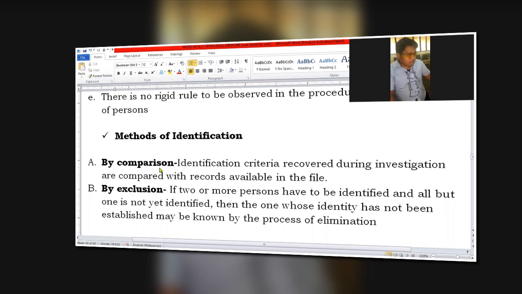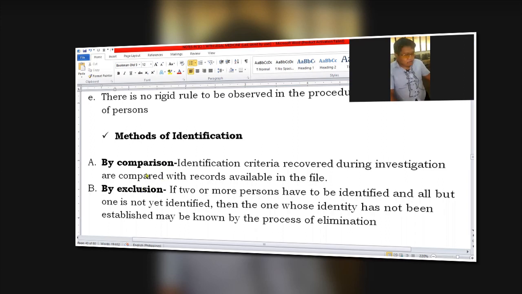So, if you want to identify something, you can compare, for example, fingerprints. There is a fingerprint recovered at the crime scene and a file fingerprint, or a fingerprint recorded from the suspect. Then you compare it, you match it. If they have the same characteristics, then we can say that the suspect, or the person of interest, has something to do with the crime involved. That is by comparison.